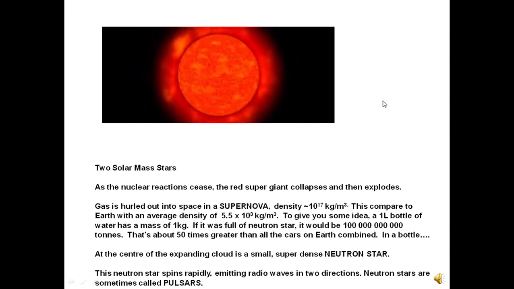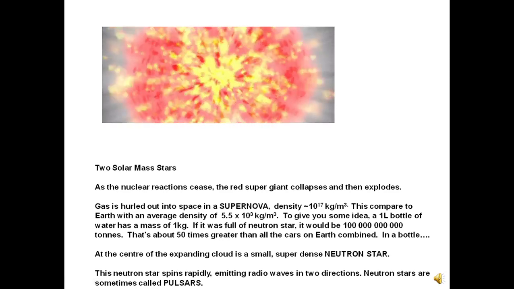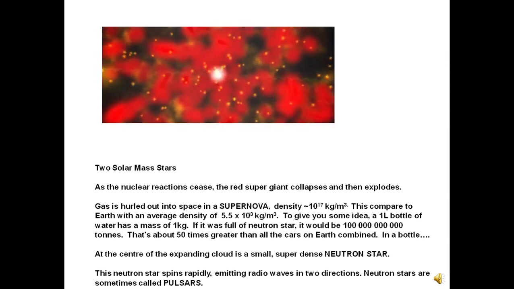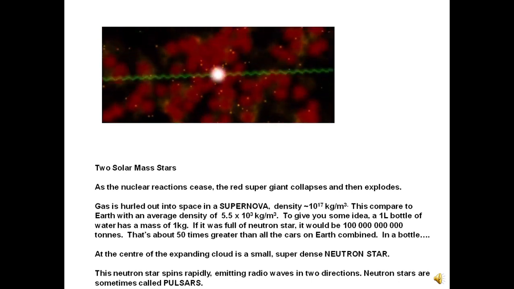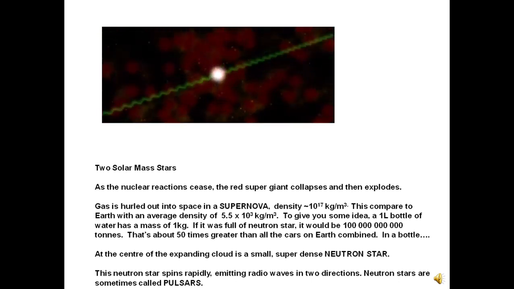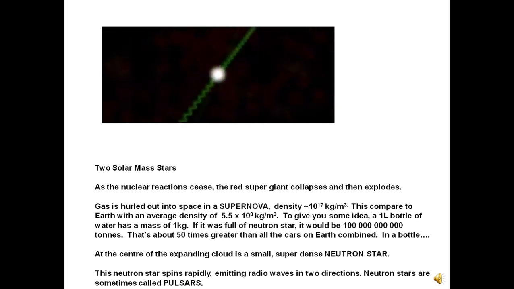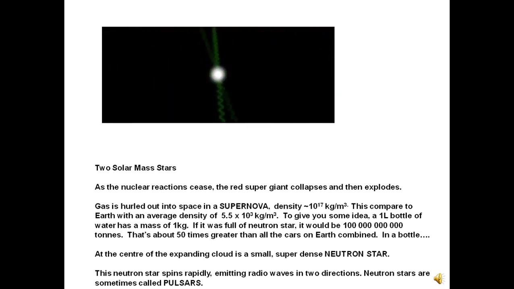Larger stars go through that red supergiant phase, and then the collapse produces a supernova, the most enormous explosion, and that leaves behind a neutron star. Now, the neutron star has a density of around 10 to the 17 kilograms per meter cubed. To compare that with the Earth, that's about 5,500 kilograms per meter cubed. If you took an average lump of Earth, that's what you would get.